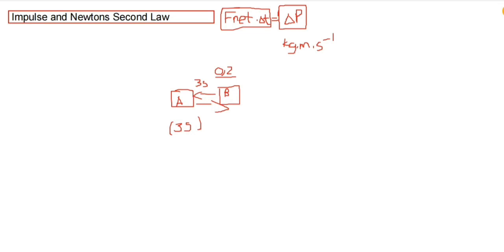So 35 newtons multiplied by 0.2, and that gives us a value of 7 kilograms meters per second. And that would be our impulse over here.